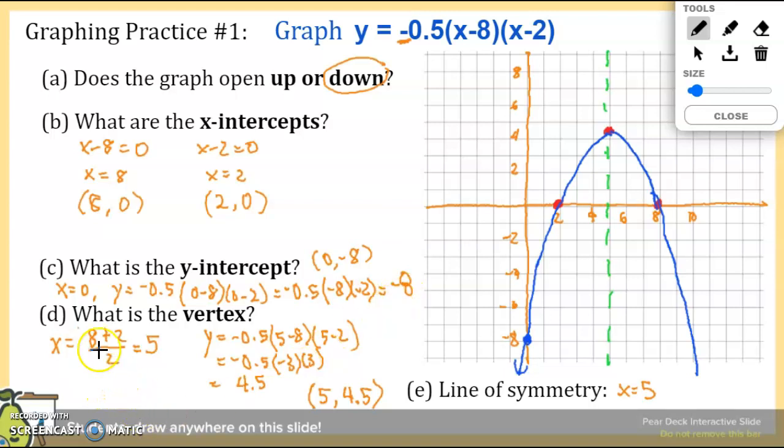So what is the vertex? You take an average of the two x-intercepts and you get the x coordinate is going to be 5. And then you substitute that into the equation and get the y value to be 4.5. And that's my vertex. And the line of symmetry is always going to go through the vertex. So it's going to be x is equal to 5. And that is my graphing.